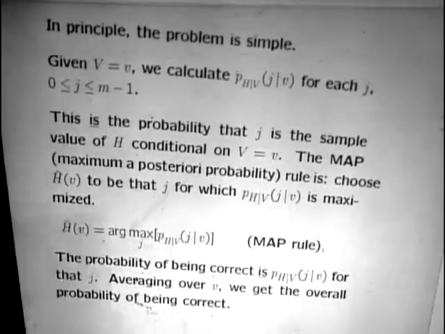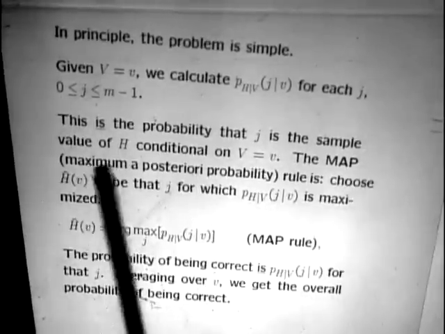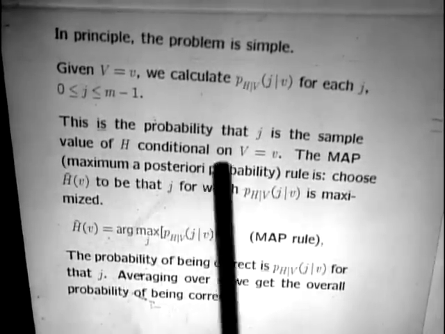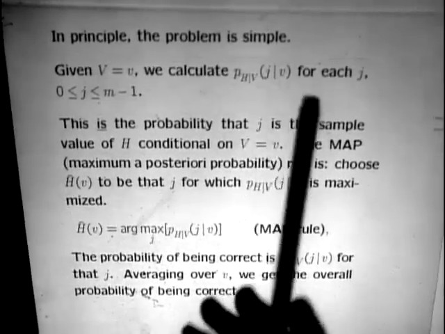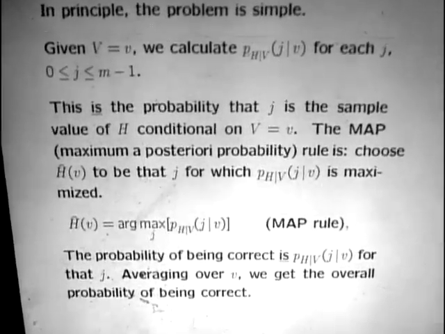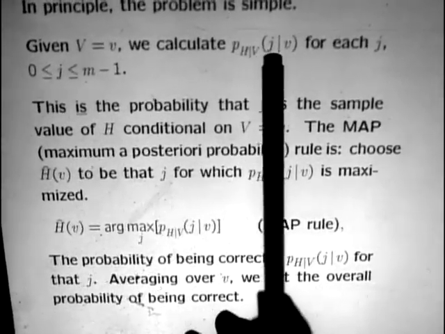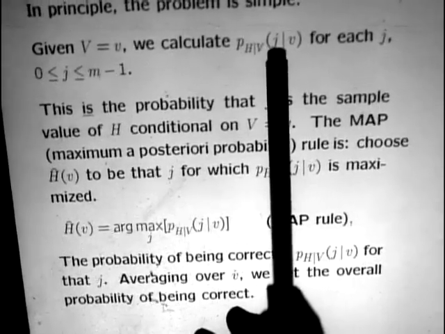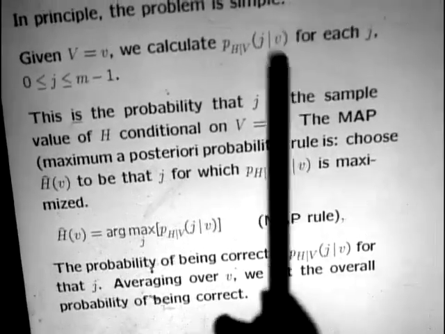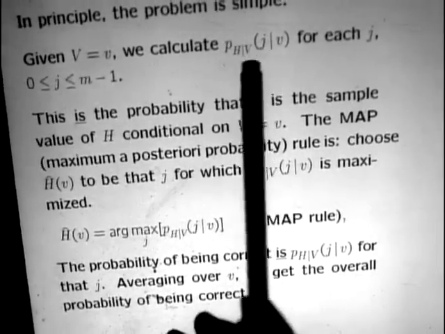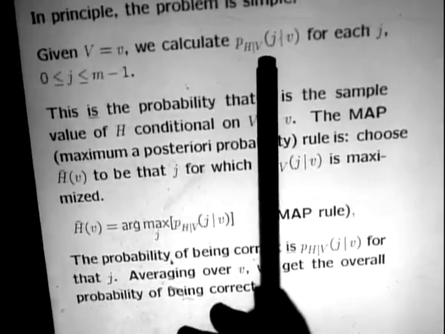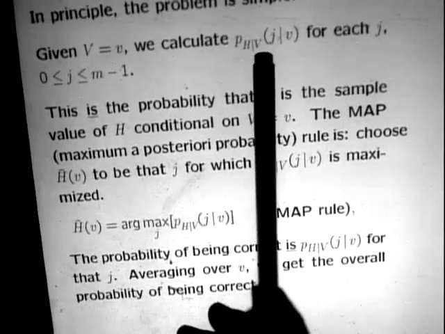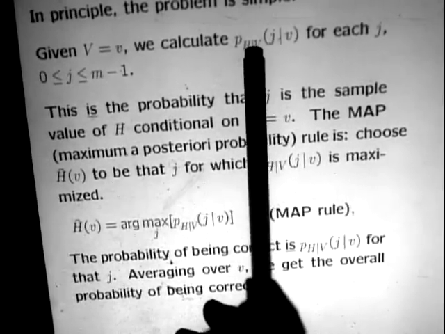Okay, this is the probability that J is the sample value of H, conditional on what we observed. If you can calculate this quantity, it tells you that if I guess that H is equal to J, this is the probability that that guess is correct. And if I want to maximize my probability of guessing correctly, what do I do?